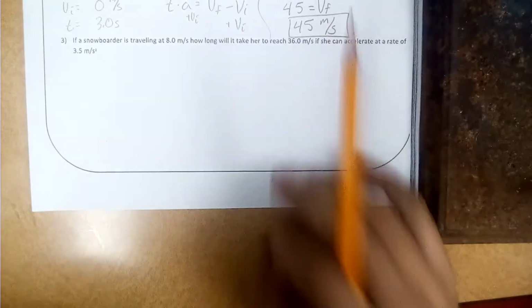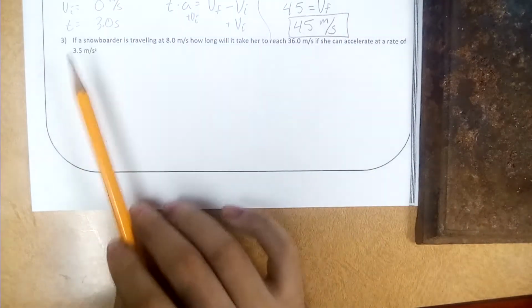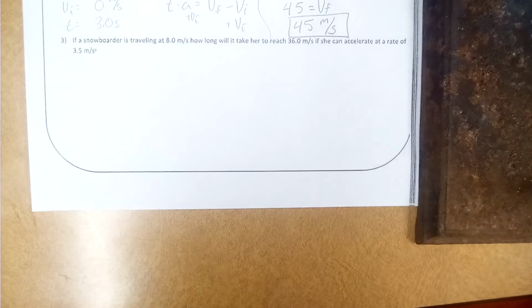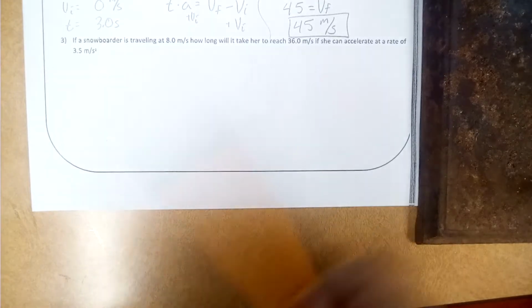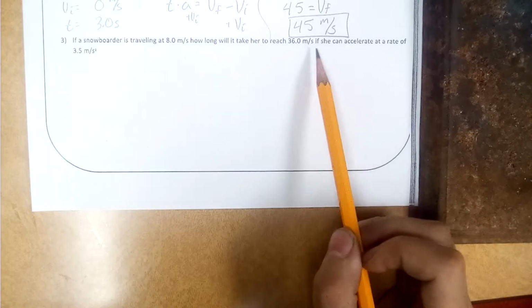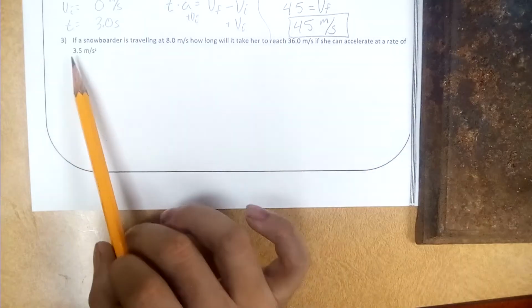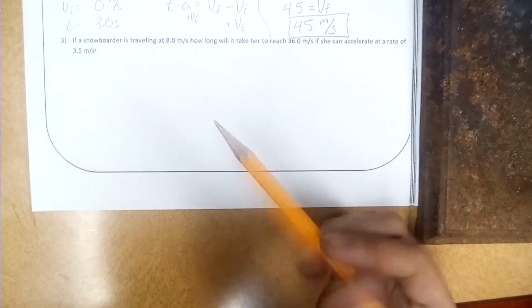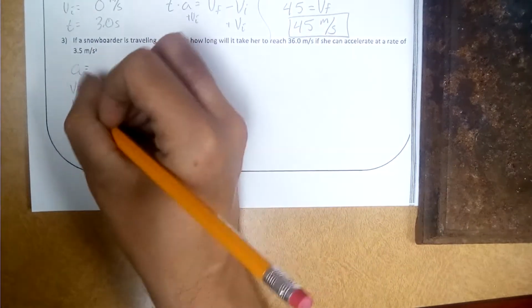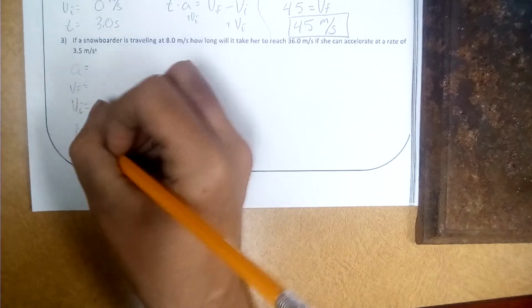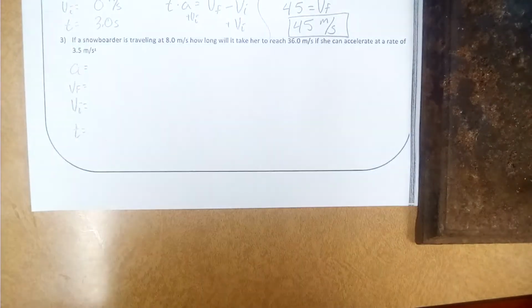Okay, for the last problem, for our last example here. If a snowboarder is traveling at 8 meters per second, how long will it take her to reach 36.0 meters per second if she can accelerate at a rate of 3.5 meters per second squared? So we have acceleration, final velocity, initial velocity, and time.